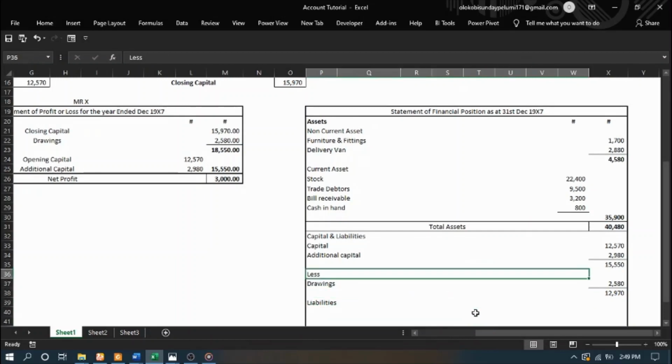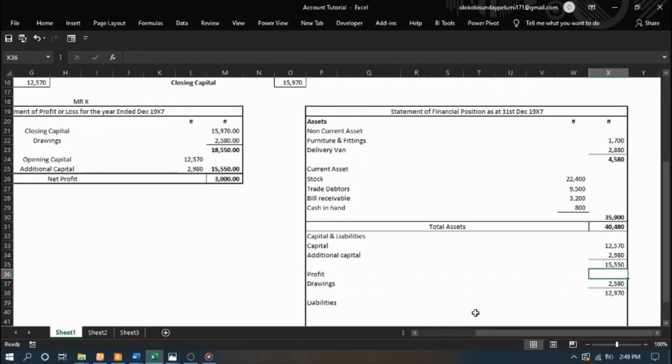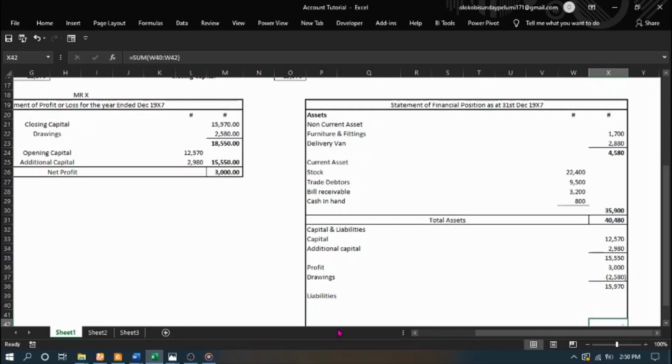Okay. We have profit of the business, profit made by the business. The profit is 3,000 naira. And this is drawing. Drawing should be minus drawing 580. We have 580. So we have that as our closing capital.